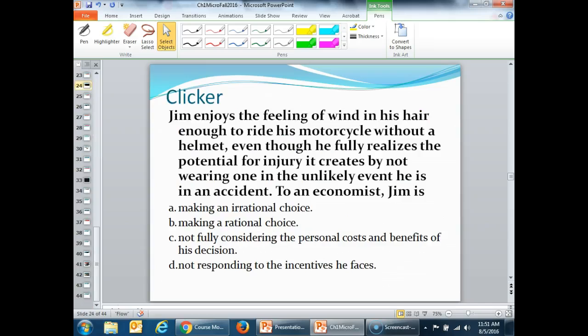So, Jim enjoys the feeling of wind in his hair, enough to ride his motorcycle without a helmet, even though he fully realizes the potential for injury it creates by not wearing one in the unlikely event he is in an accident. To an economist, Jim is making a rational choice. B. That would be B right here. He's definitely making a rational choice.